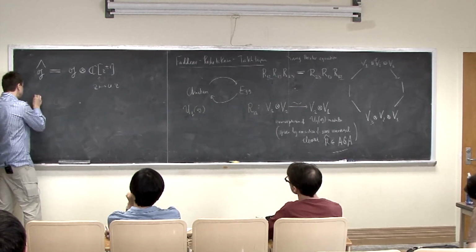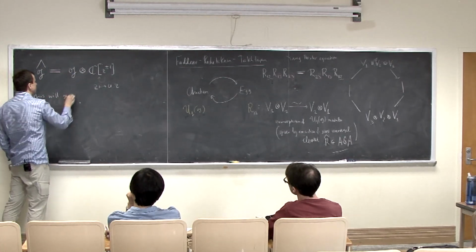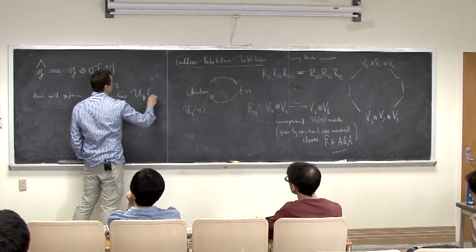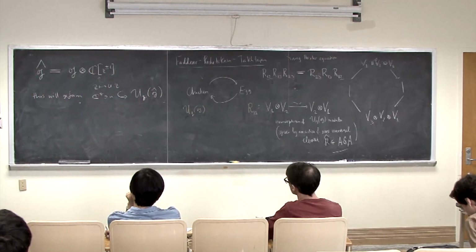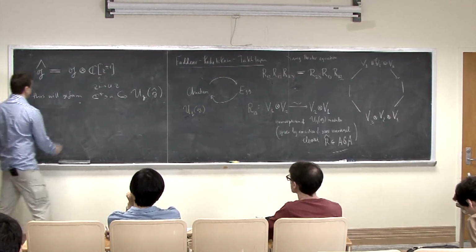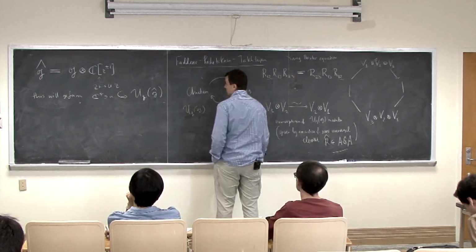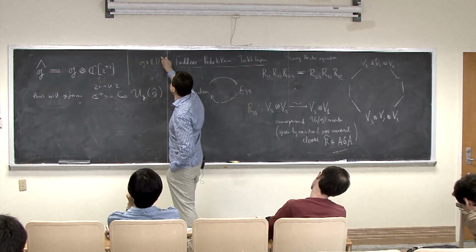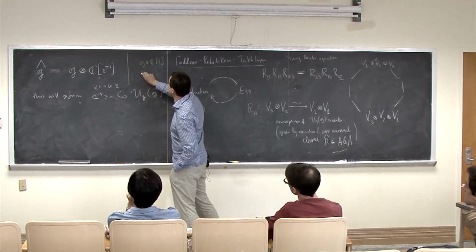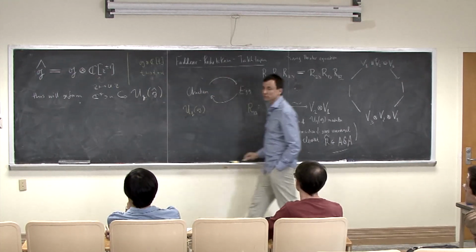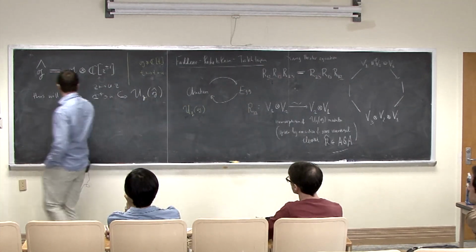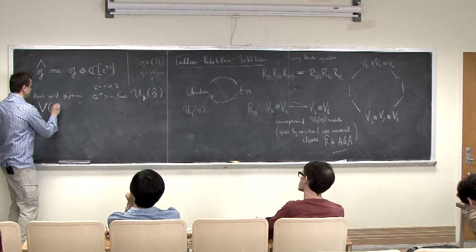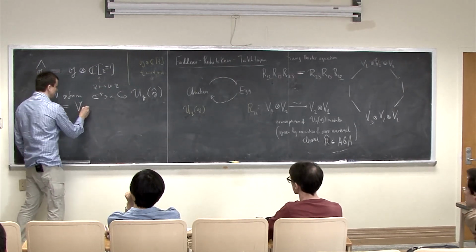A posteriori, this will deform to an automorphism of C star, so this is the element u acting on U_q of g hat also. By the way, there's an additive version of this, which is sometimes easier when you first see it, where instead of Laurent polynomials you take ordinary polynomials, and the additive group acts by sending t to t plus u. Then any representation V we can precompose with this automorphism and denote it like this.